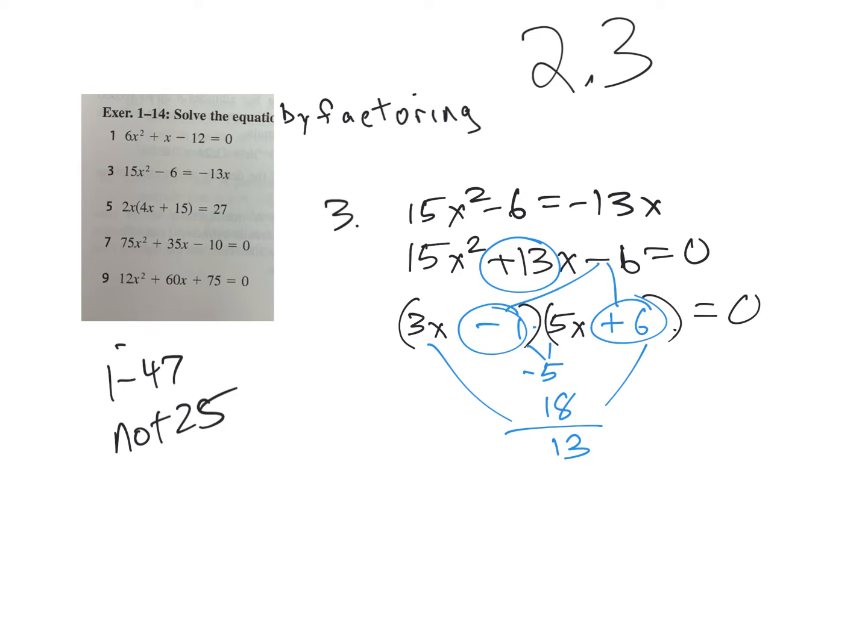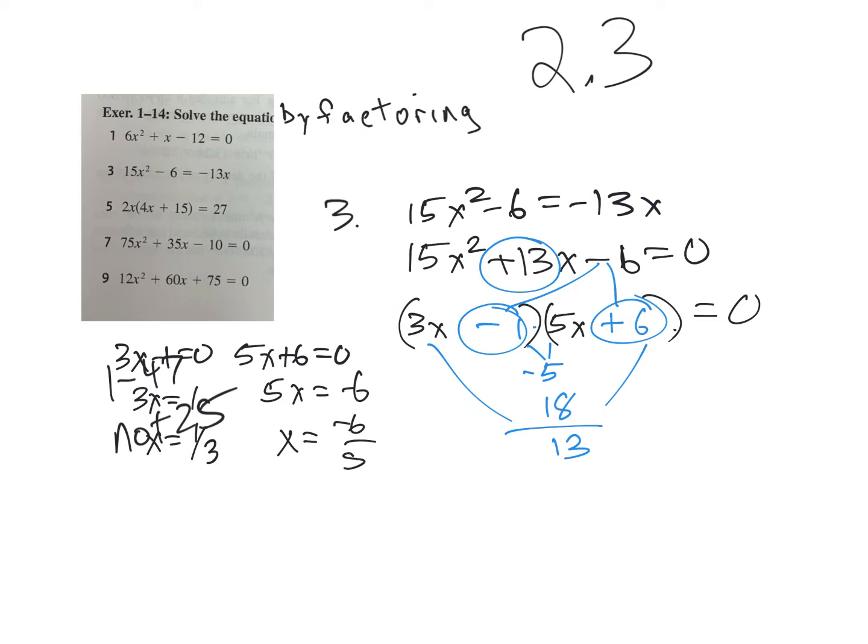Now let's solve. 3x minus 1 equals 0, or 5x plus 6 equals 0. Add 1 and divide by 3. 1/3. Subtract 6 and divide by 5. That's negative 6 over 5. And those are our answers. Let's do the next one.